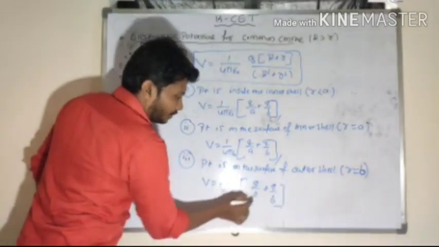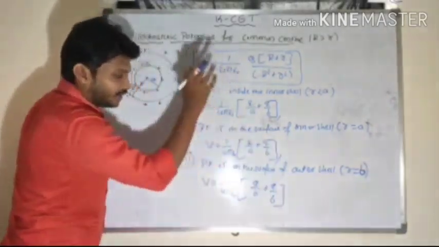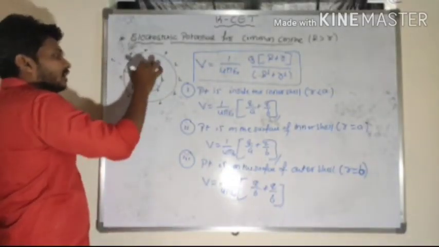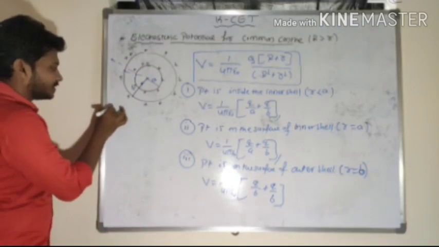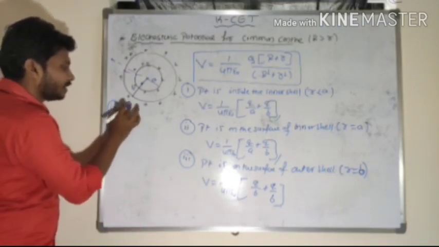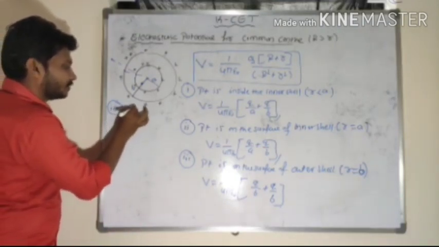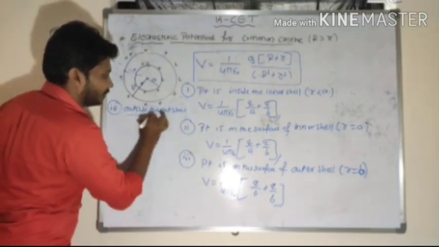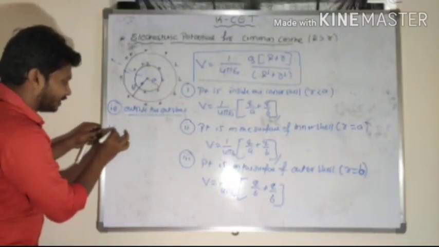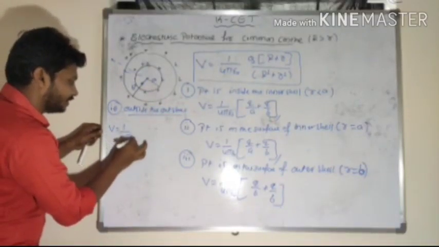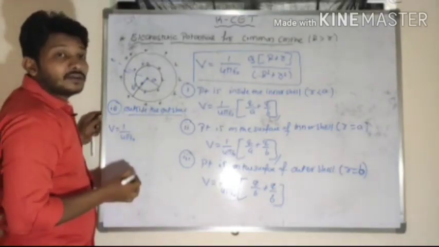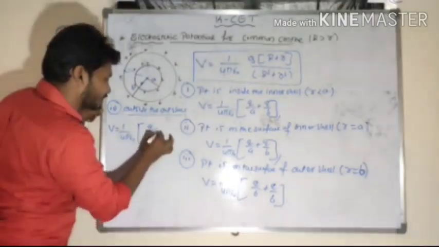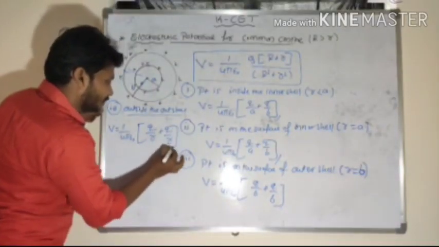So V is equal to 1 by 4 pi epsilon naught Q by b plus Q by b. So fourth case: when the point of observation is outside the outer shell, what about the equation here? Just to remember the formula, when the point of observation is outside the outer shell, V is Q by R plus Q by R.